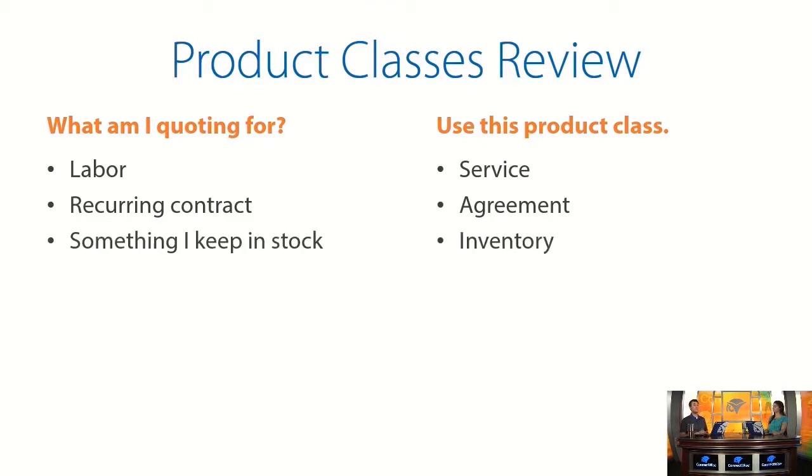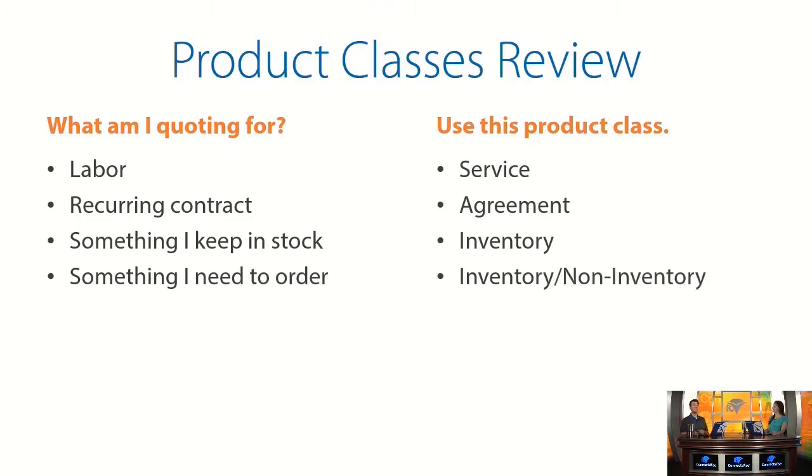Now, if it's something you keep in stock, if you have on-hand counts of this product, then you're going to want to use an inventory class product. These inventory class products actually will keep track of your on-hand counts and can have serial numbers associated with them, so you can track which individual products you are selling at a given time.